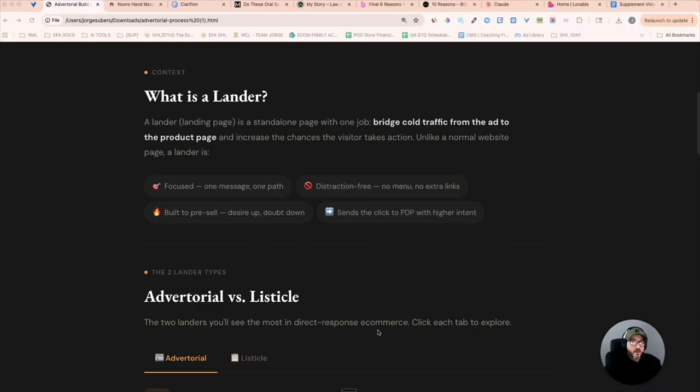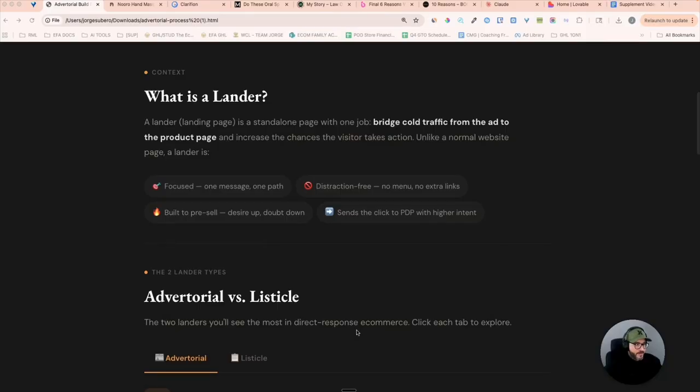So in this module, we're going to be talking about the pre-lander. We're going to go through the process of understanding what a pre-lander is, starting right here. Basically, the pre-lander is the page that receives your customers or your audience from your ad.